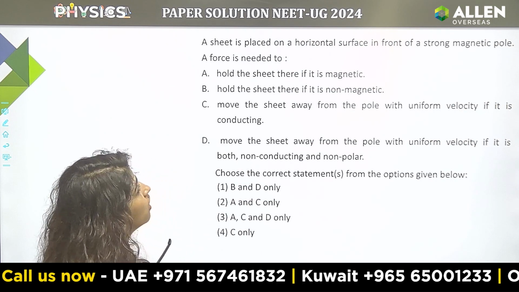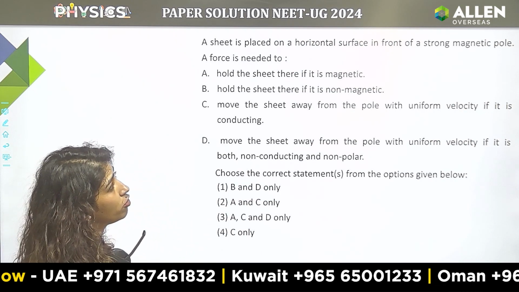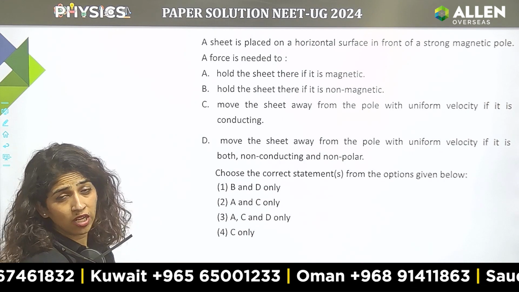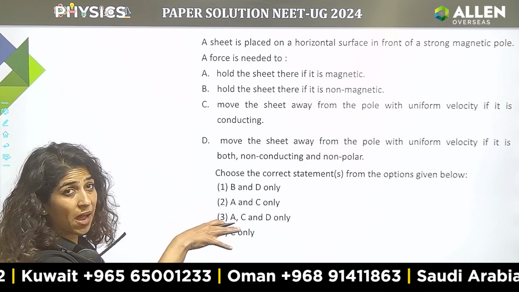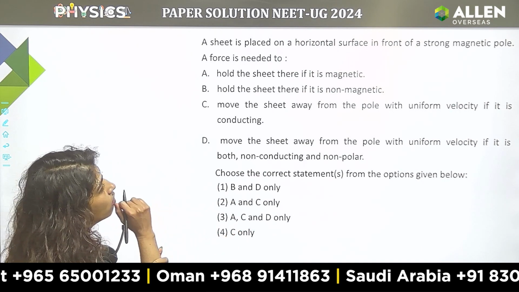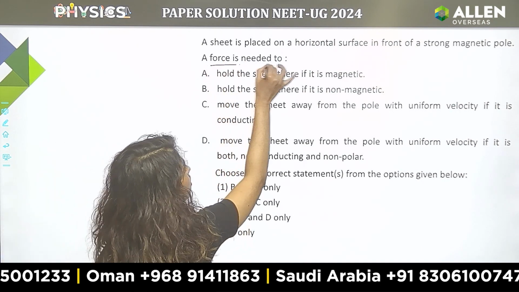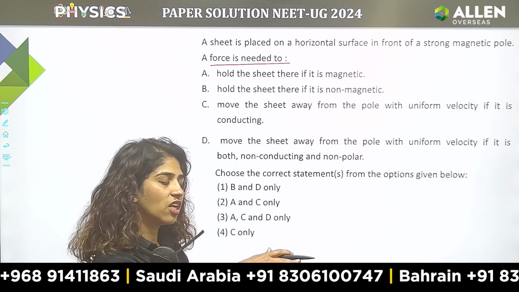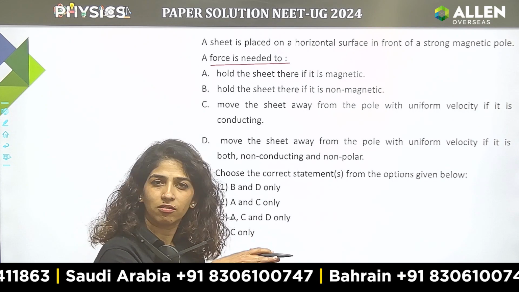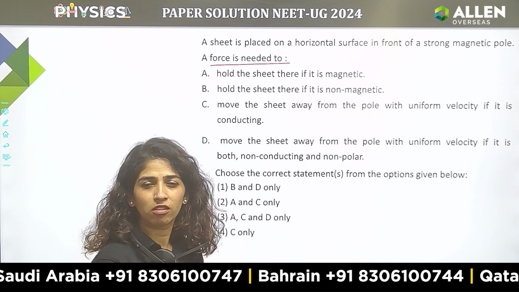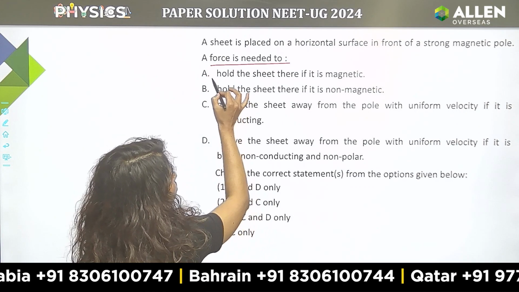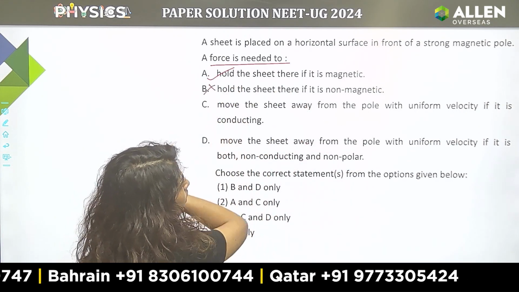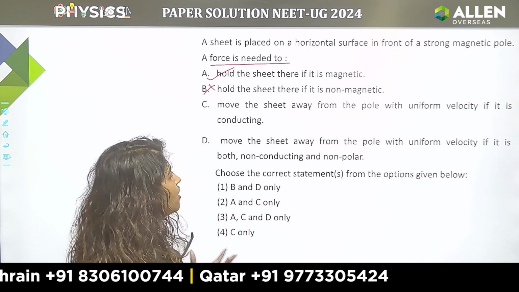Moving ahead, a sheet is placed on a horizontal surface in front of a strong magnetic pole. A force is needed to... Now, if there is a sheet and there is a magnet over it, when will you require a force? Obviously, if the sheet is magnetic, the magnet is going to attract it. So you'll need a force to oppose that, right? So you will need a force to hold it in place if it's magnetic. You will not need it to hold it in place if it is non-magnetic.